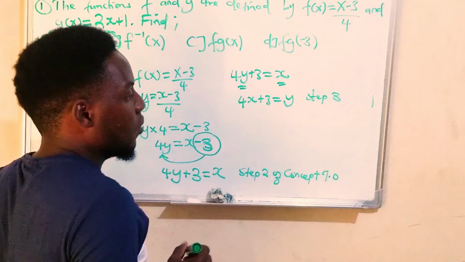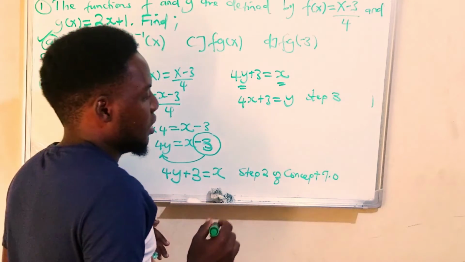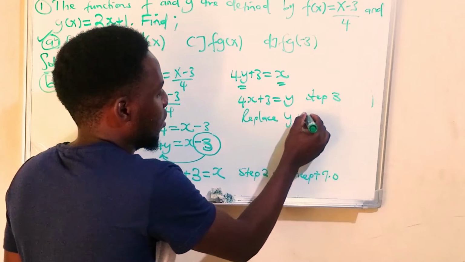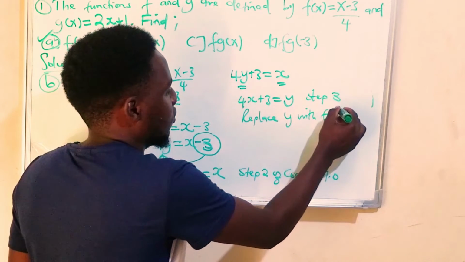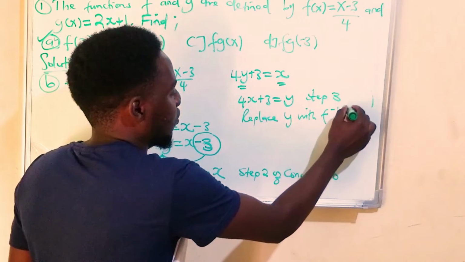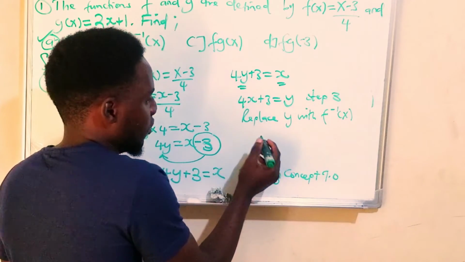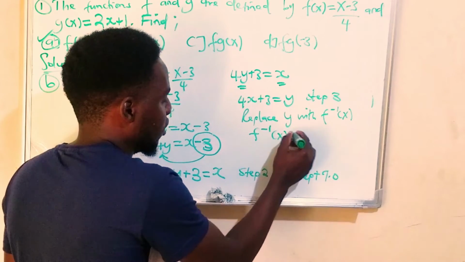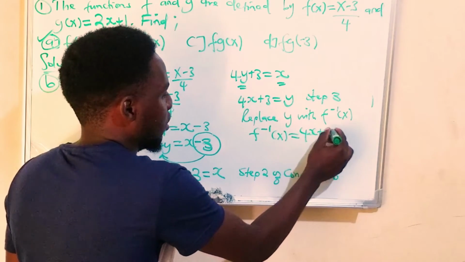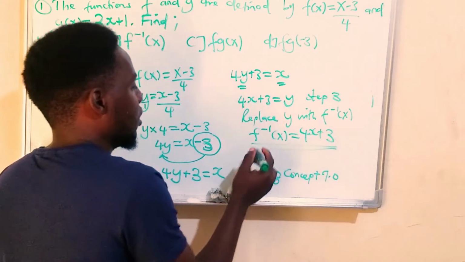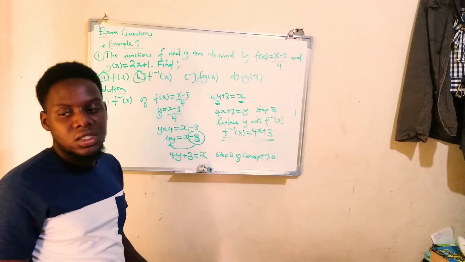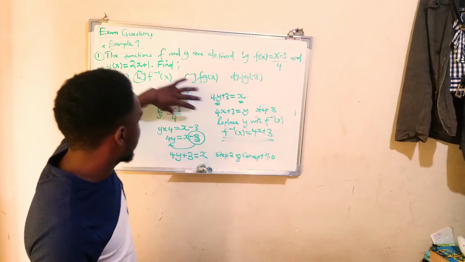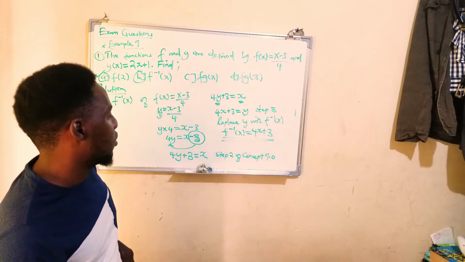Now, step 4, or the final step, you replace y with f negative 1 of x. So I'll write it like this: f of negative 1 of x is equal to 4x plus 3. With that done, you have finished, you have actually come up with the inverse of the function that you have been given.